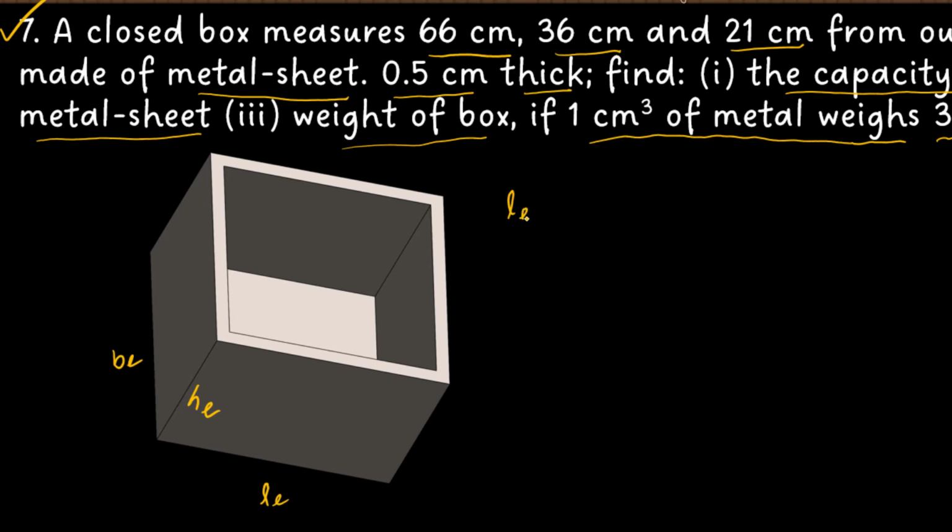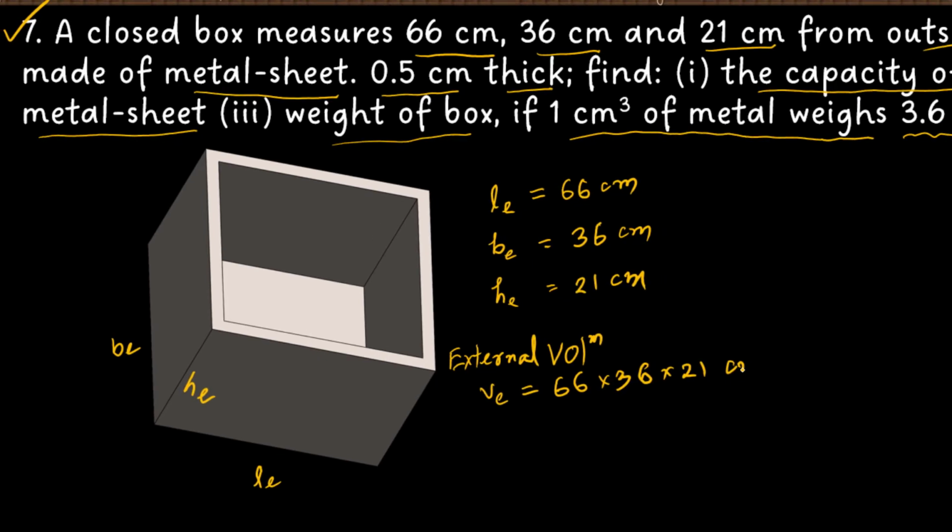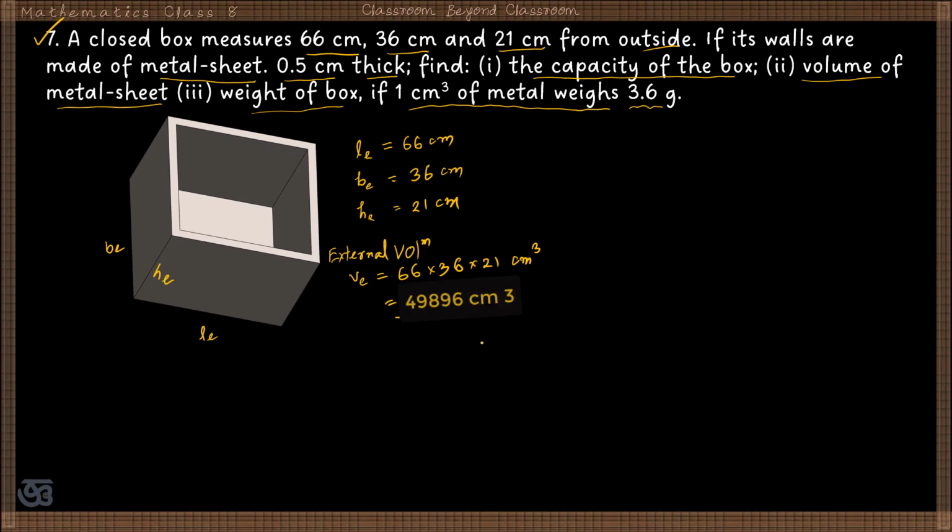So it is given external length LE is equal to 66 centimeter, external breadth BE is equal to 36 centimeter and external height HE is equal to 21 centimeter. So external volume VE is equal to 66 multiplied by 36 multiplied by 21 cm³. This is the external volume. Now here the thickness is 0.5 centimeter on all the sides.